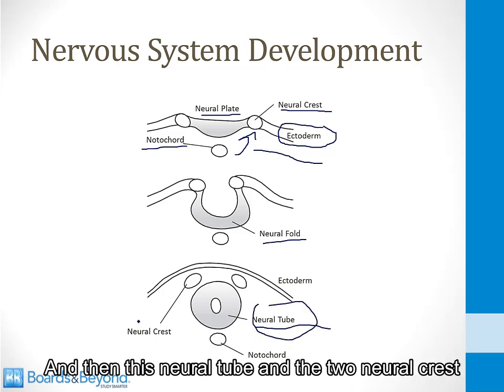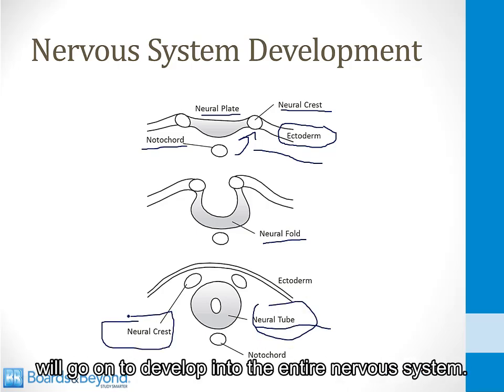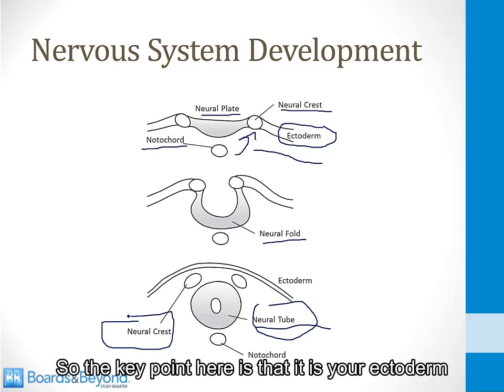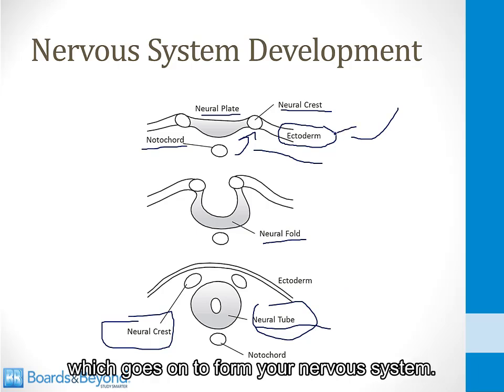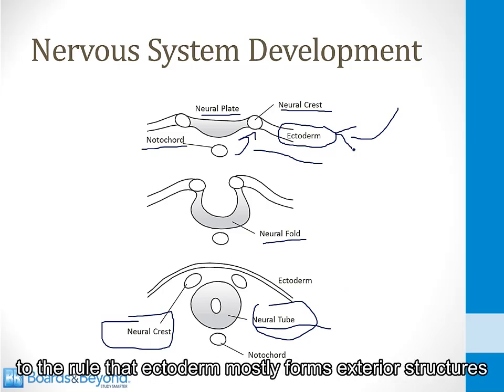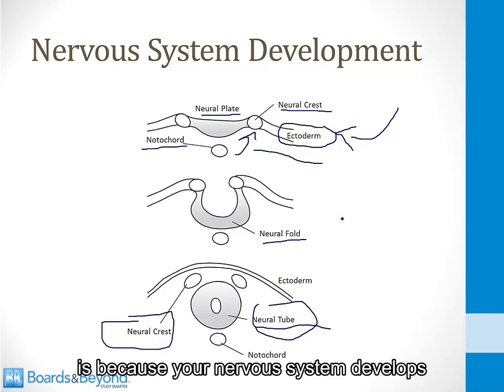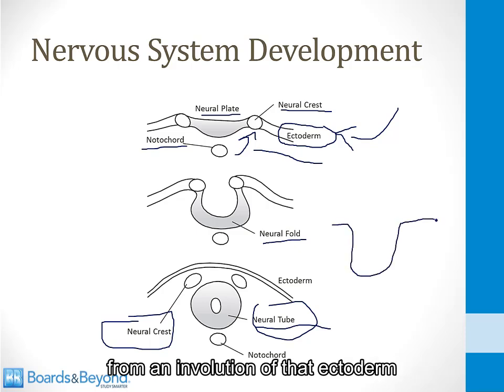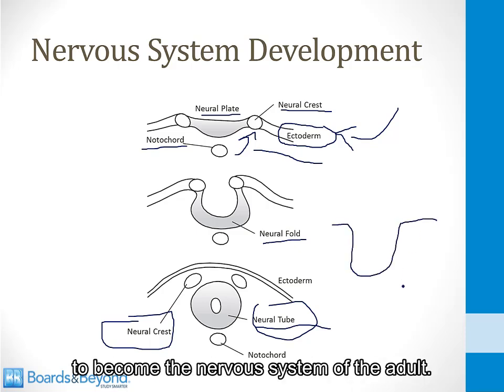And then this neural tube and the two neural crests will go on to develop into the entire nervous system. So the key point here is that it is your ectoderm which goes on to form your nervous system, and the reason that this is an exception to the rule that ectoderm mostly forms exterior structures is because your nervous system develops from an involution of that ectoderm to become the nervous system of the adult.